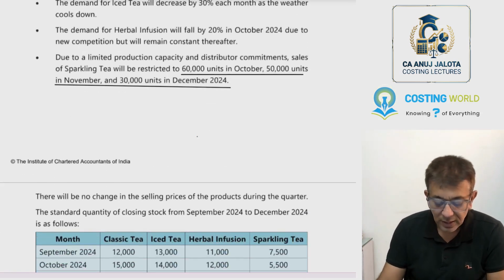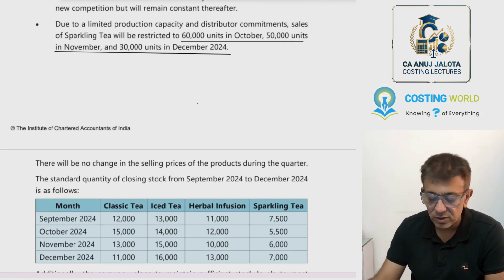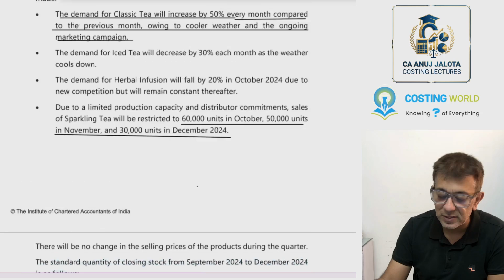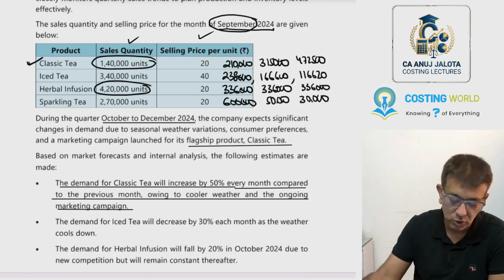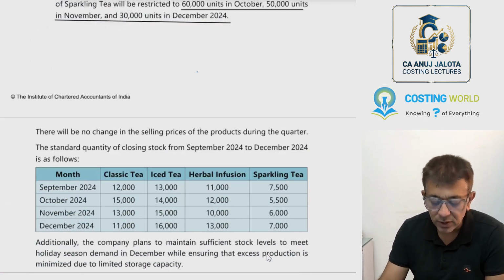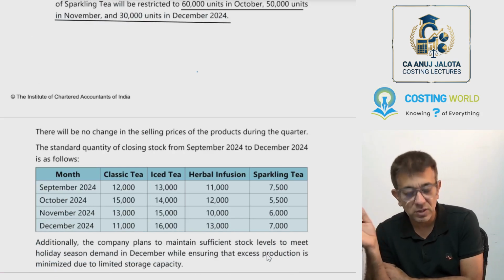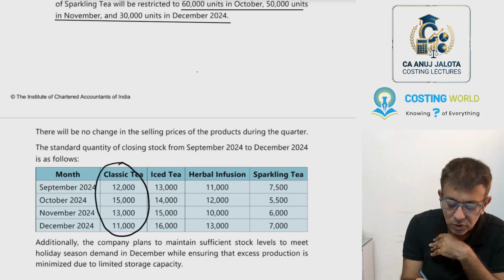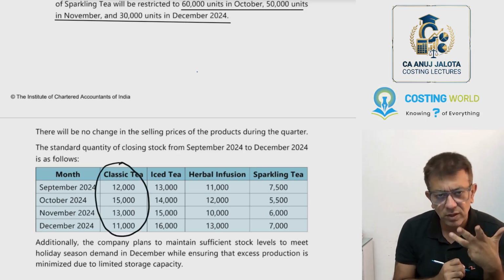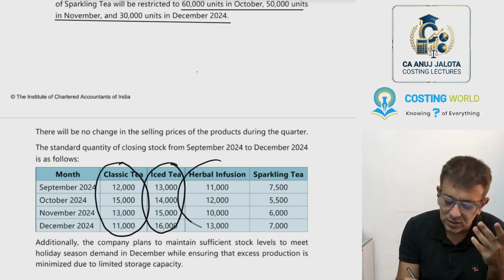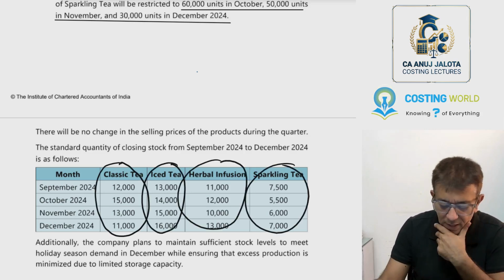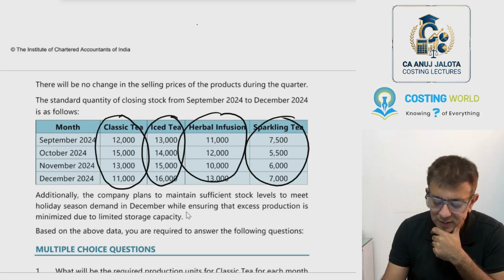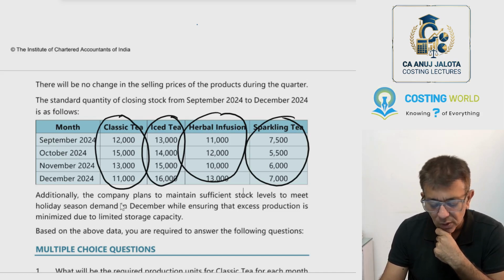Further, there will be no change in the selling price of the products during the quarter. So selling prices will remain the same. The standard quantity of closing stock from September to December 24 is as follows. For classic tea, these are the 4 closing stocks from September, October, November and December. This is iced tea, this is herbal infusion, this is sparkling tea. Additionally, the company plans to maintain sufficient stock levels to meet the holiday season demand in December, while ensuring that excess production is minimized due to limited storage capacity.